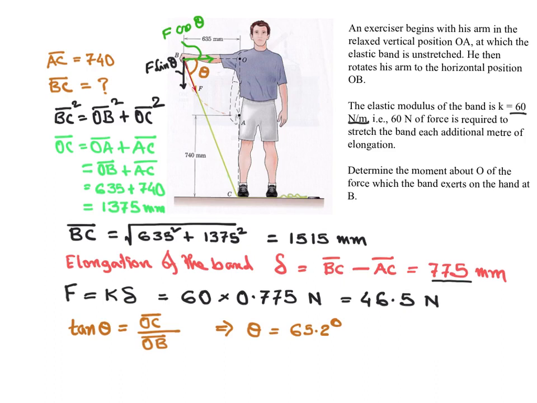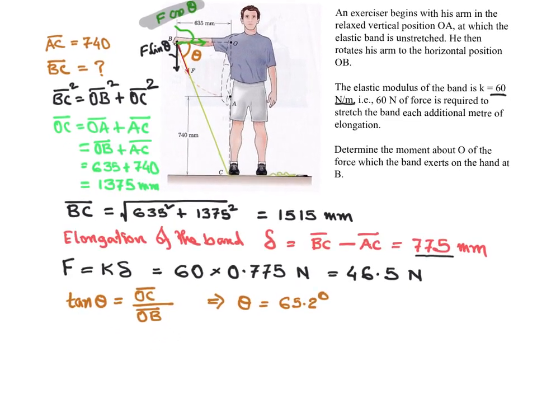For the F sine theta component, we will get the moment about point O. There will be no moment due to F cosine theta because that force passes through point O, so the lever arm would be 0. To calculate the moment, we need to multiply F sine theta times the distance. So the moment that we are interested in, M, is equal to F sine theta times the distance OB.